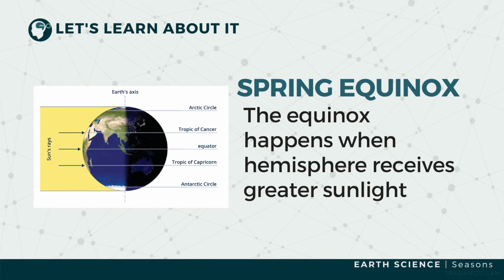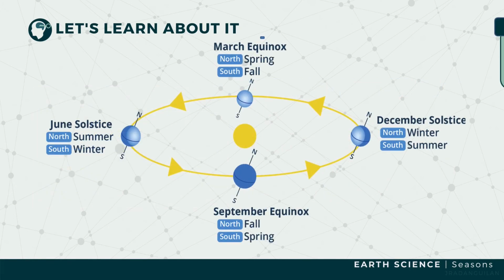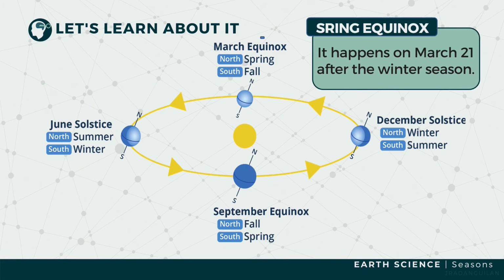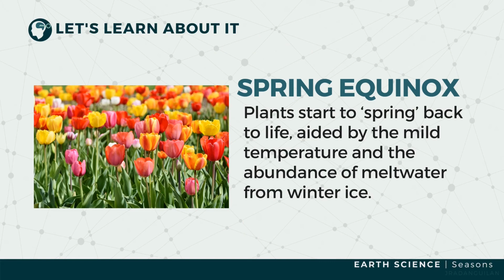The spring equinox marks the beginning of spring. It is also called the vernal equinox. It happens on May 21st. It is the season after winter, which lasts from March to June. Plants start to spring back to life, aided by the mild temperature and the abundance of meltwater from winter ice. Some animals come out from hibernation. Most animals use this time to breed.